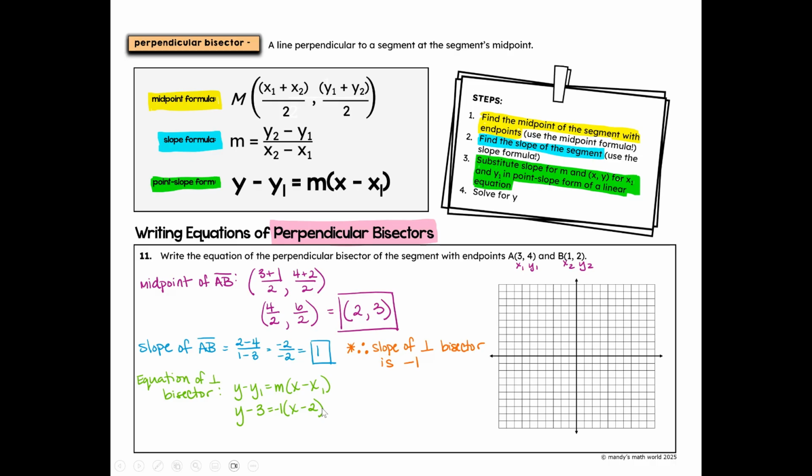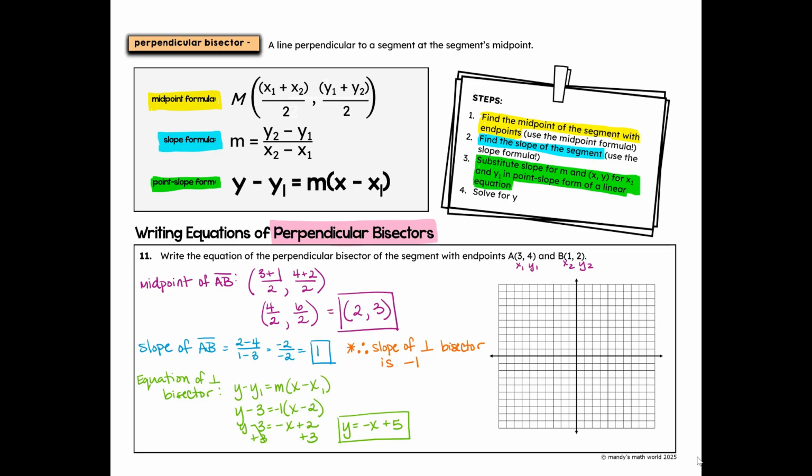But I want to put it in slope intercept form, so I need to solve for y. First I distribute negative 1 into each term inside the parentheses. I get negative x, and negative 1 times negative 2 is plus 2. Now to get y all by itself, I add 3 to both sides, and I get y equals negative x plus 5.